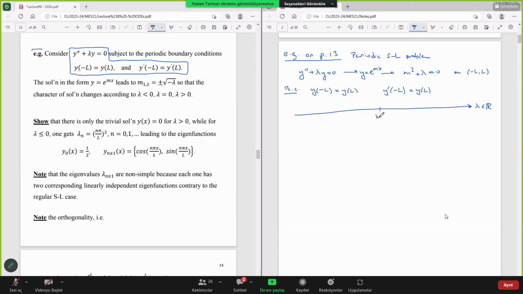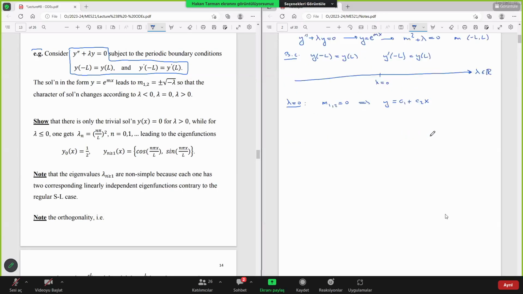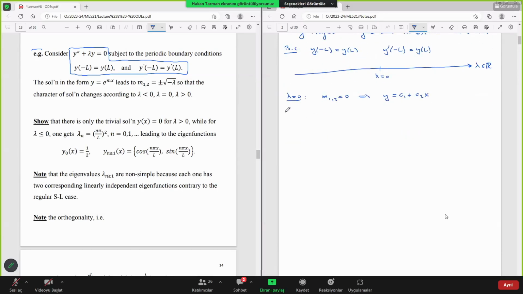So there is this lambda 0, which is the bifurcation point. Now what happens at lambda 0? You get equal roots, right? And y, m0 gives you 1, e to the mx. e to the 0x is 1, so it's just a C1. And since we have repetition, the other one is 1 multiplied by x. Now let's look at the BC.